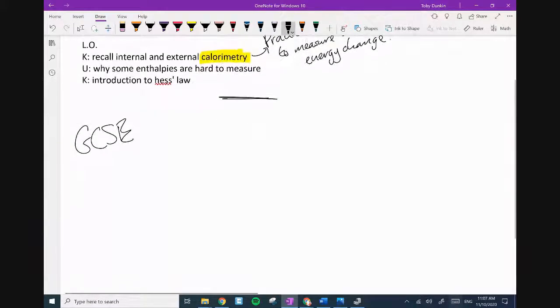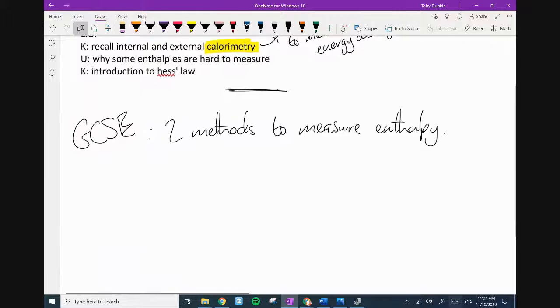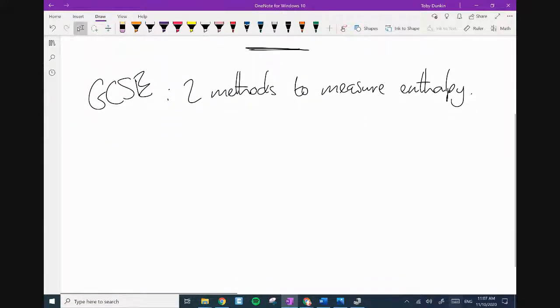At GCSE, you learned two practicals for measuring heat changes. Two methods to measure enthalpy changes. By the way, they used to be called internal and external. These terms are kind of dead now. They don't call them that anymore. I don't know why they decided to get rid of it. I preferred it. It always made more sense to me when it had those words in it. Now they just say it's calorimetry.